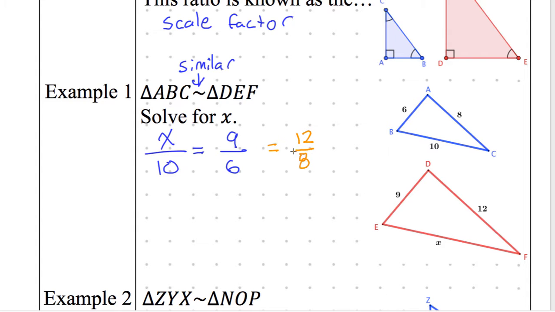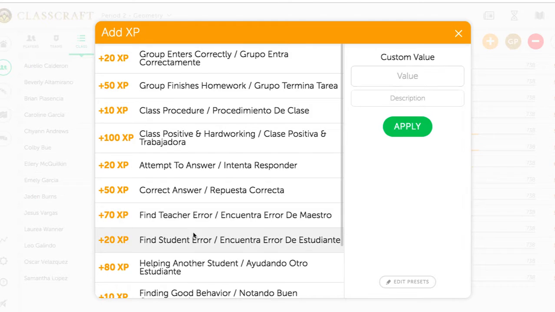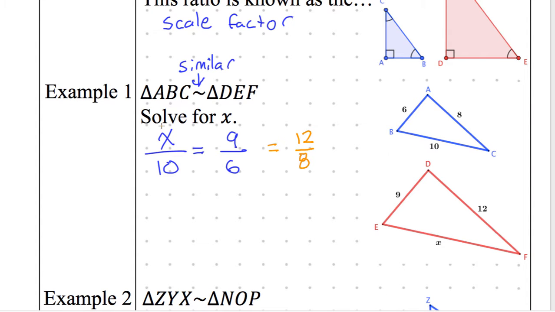Either of these two ratios would have worked. Thank you, Chewy. Turn in your card. Chewy, not only do you get your 50 XP, but you get your points for correcting your own error. All right, so with this blue ratio set up, let's go ahead and solve this.